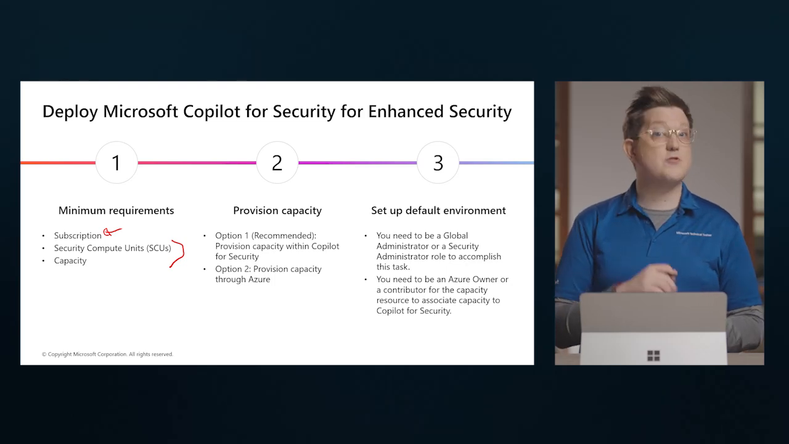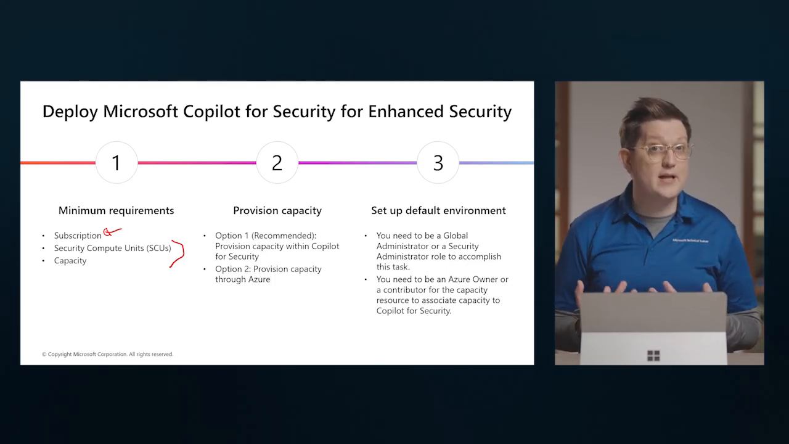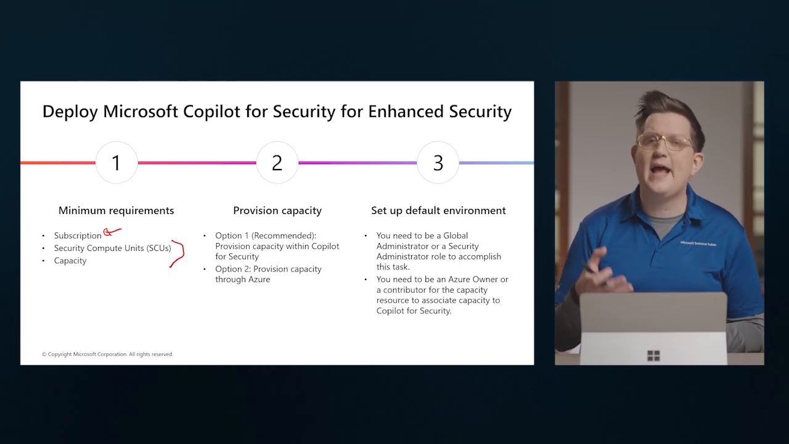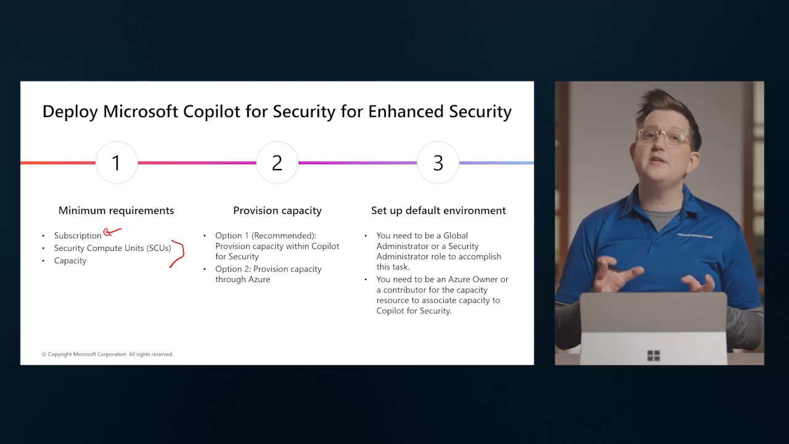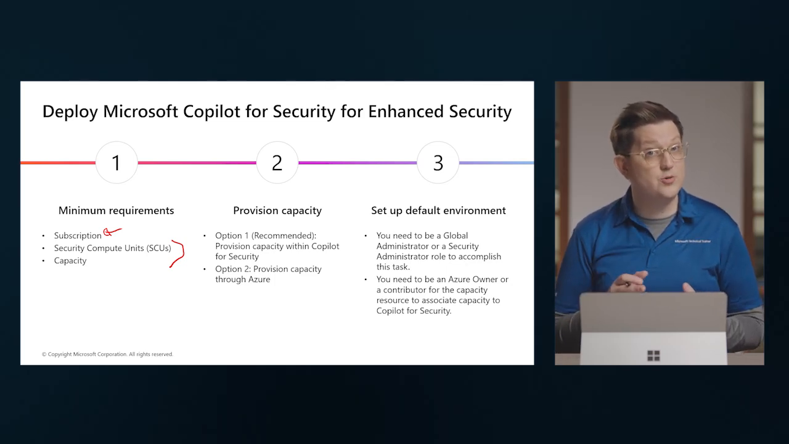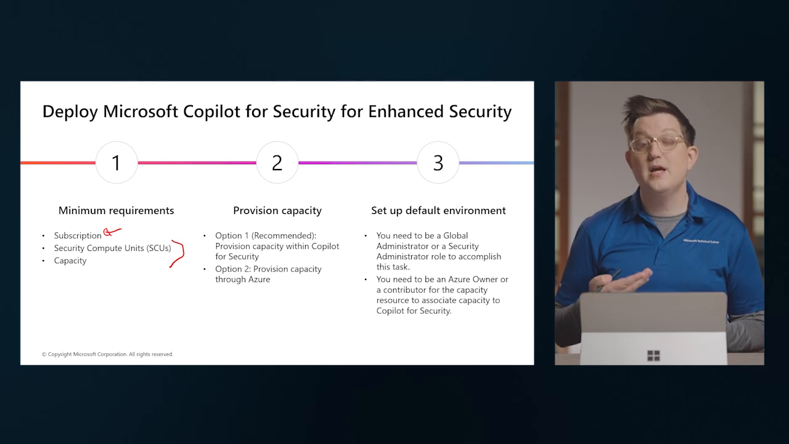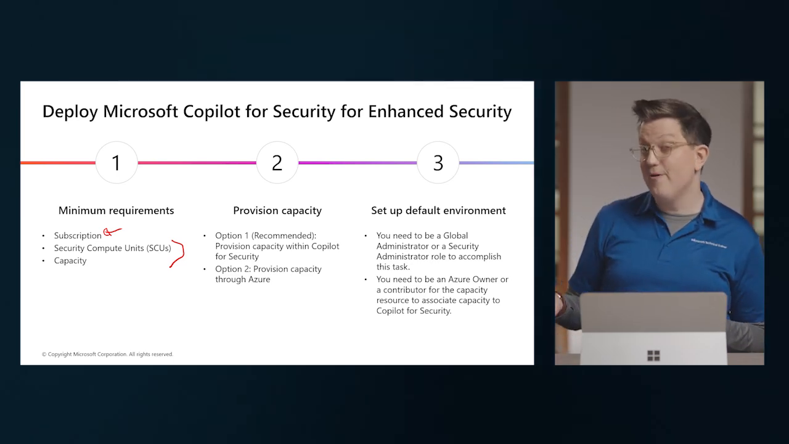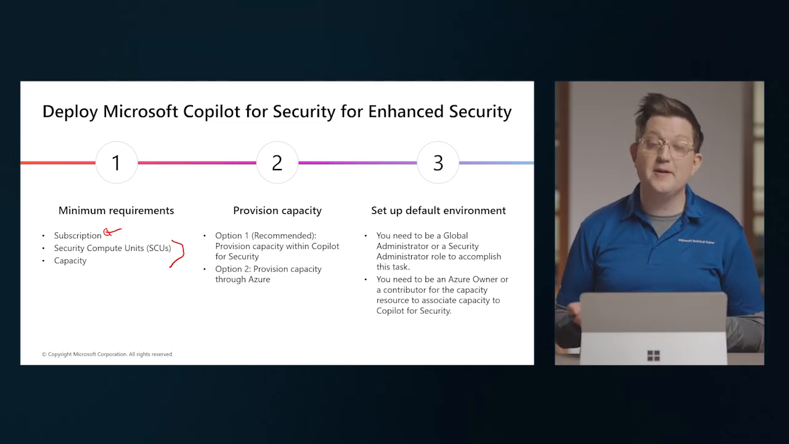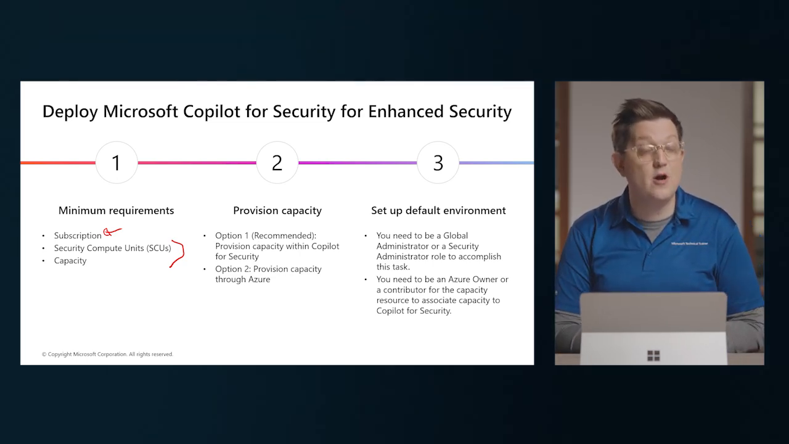There are guides in Microsoft Learn over at learn.microsoft.com to assist you in capacity planning and giving you some information on how to monitor this capacity over time. There are a couple of different ways that I will show you in a demo shortly where we can deploy our security compute units, either directly through Copilot for Security's portal or over in the Azure portal. Take your pick, it's the same outcome either way, but our recommendation is to use Security Copilot's portal for ease.